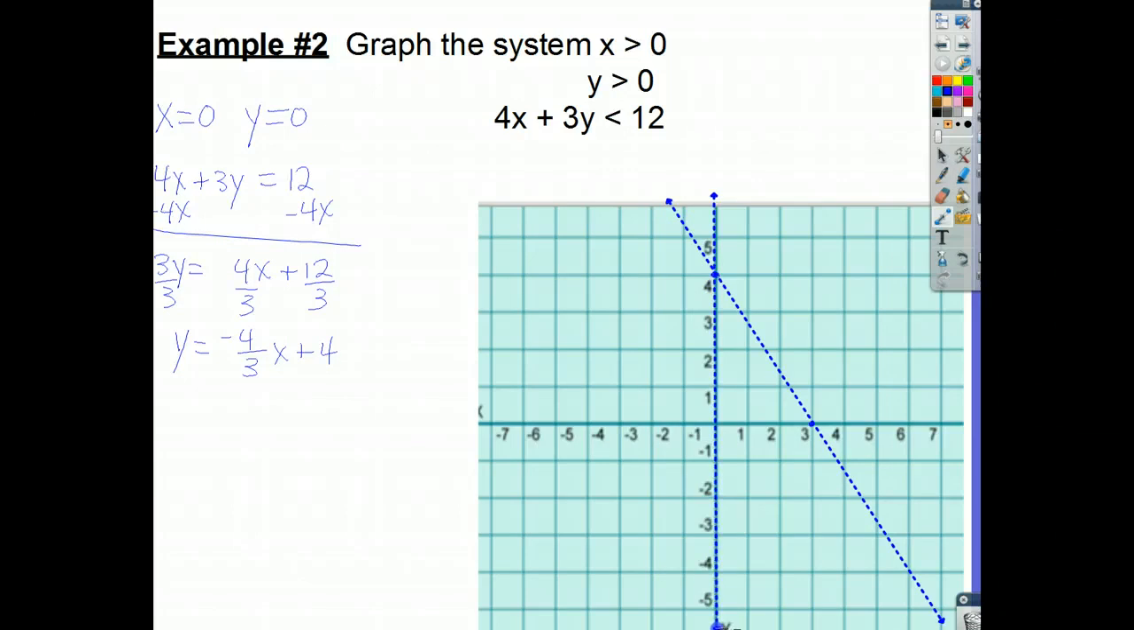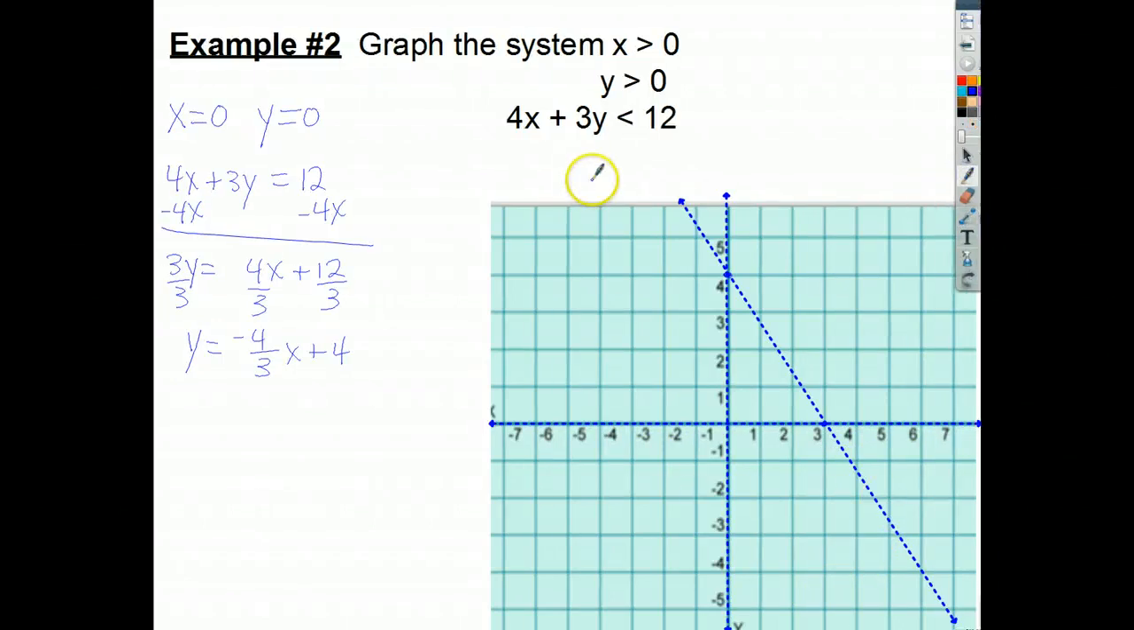Okay, maybe you can see that. And x equals 0 is the y-axis. Y equals 0 is the x-axis. So let's put a dotted line there. Okay. Now we're going to do trial points.